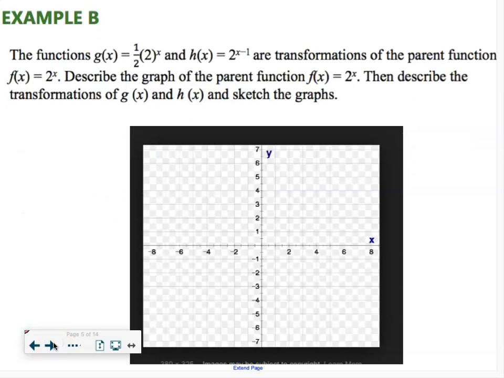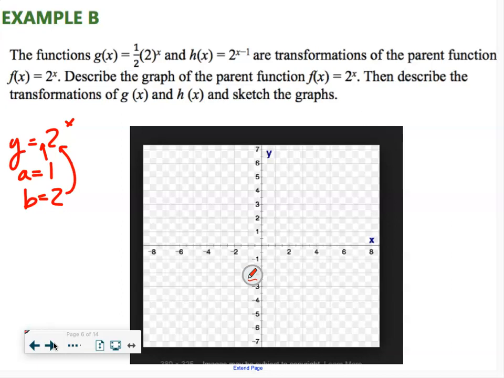Okay, so the functions g of x equals 1/2 times 2 to the x and 2 to the x minus 1 are transformations of the parent function 2 to the x. Describe the graph of the parent function, then describe the graph of the transformations. So if we think of y equals 2 to the x, then our a that we've been talking about is 1, because there's just an invisible number out here, and our b is 2. That's our rate of growth.